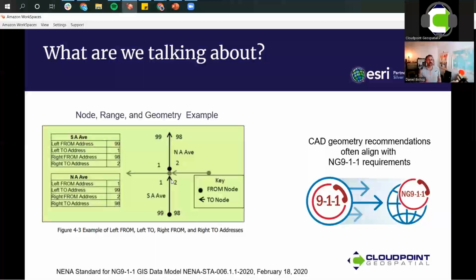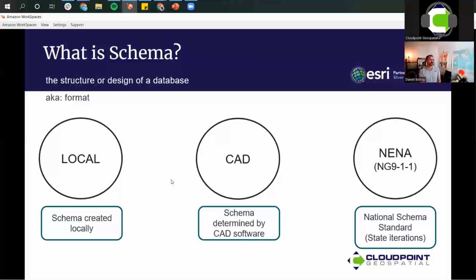But NG9-1-1 will hold that standard a little bit higher, so they'll go and look for geometry errors. So being mindful of the geometry requirements is important, but because they're aligned, we're not going to spend a lot of time on GIS geometry for this talk. We're going to focus more on schema, and that relates to the attribute table.